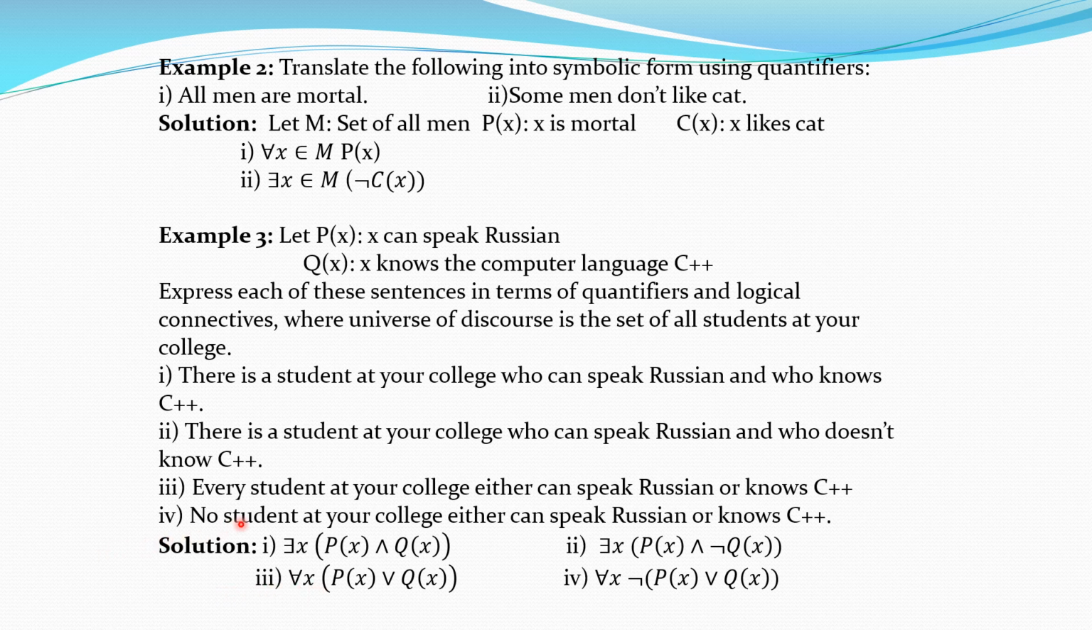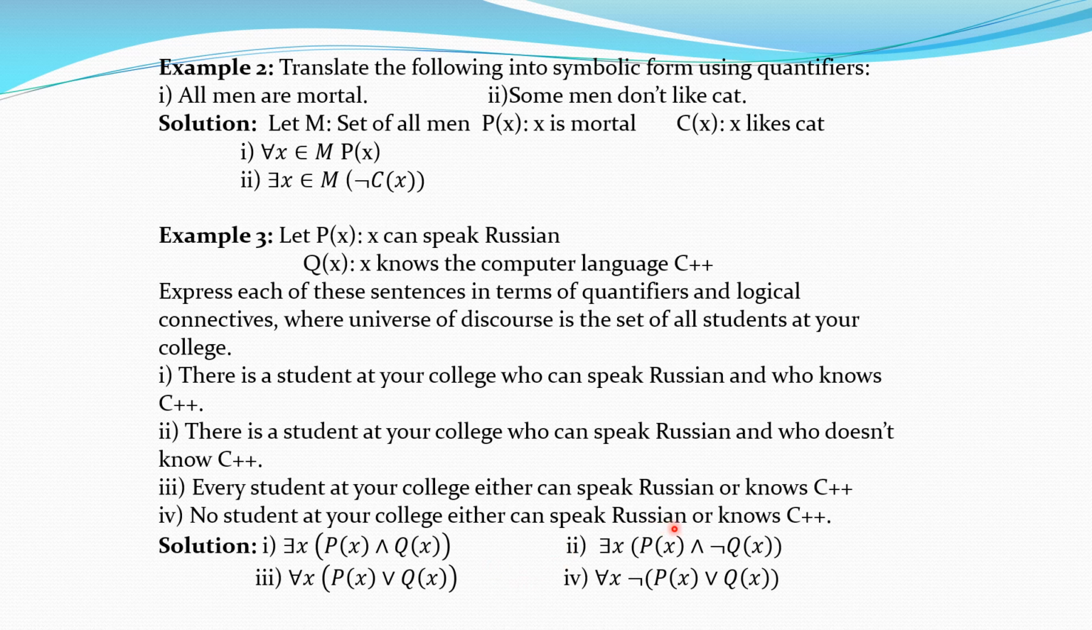Now, fourth, no student at your college either can speak Russian or knows C++. It means there is no student at your college who can speak Russian or knows C++. So actually no student means this is given about all students at your college that they don't know Russian or C++. So how to write in symbolic form? For all x, so they don't know Russian as well as C++. So for all x, no Russian, negation of px.